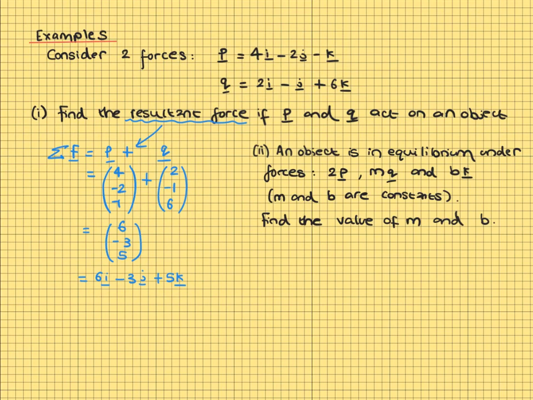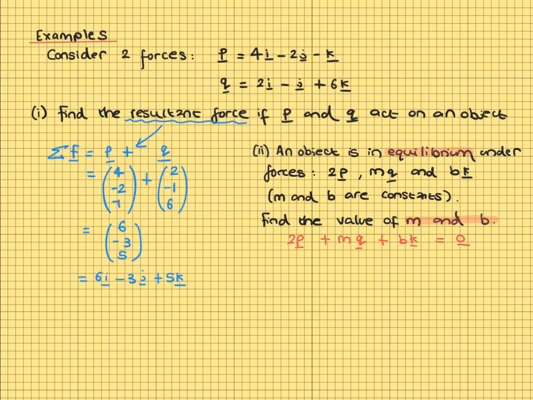Let's have a look at example 2. We are told that an object is in equilibrium under these three forces, 2P, mQ and bk, where m and b are constants that we are trying to find the value of. So what we know is the sum of 2P, mQ and bk must be equal to 0 because the object is in equilibrium. The vector sum of forces must be 0.